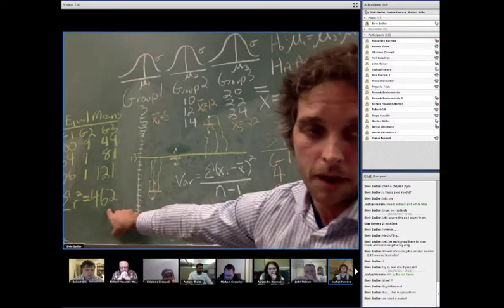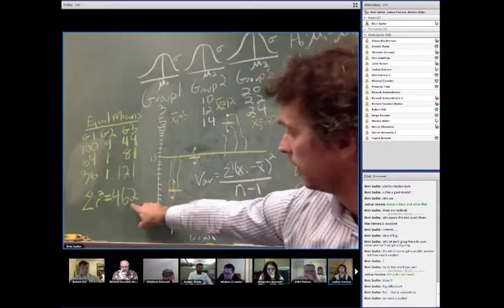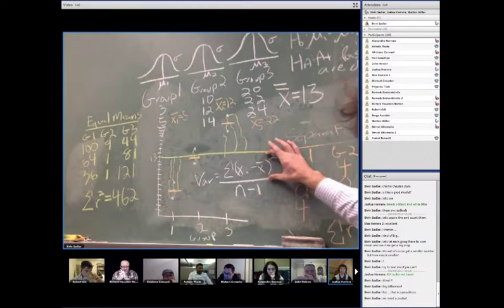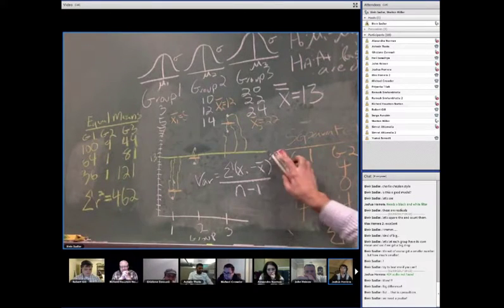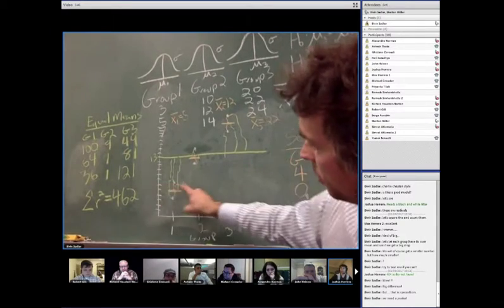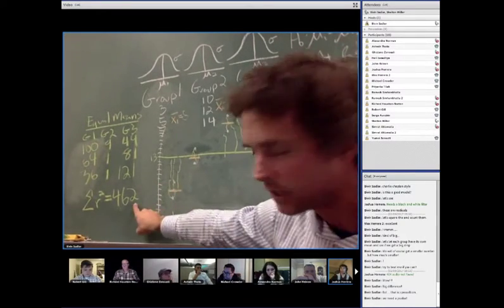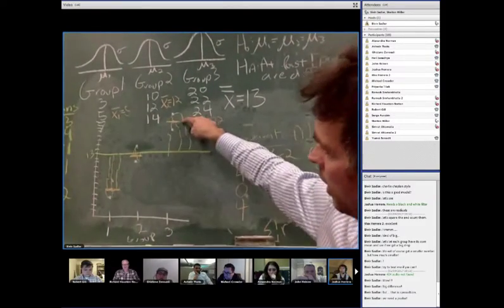So let's get back to the big picture. The sum of squared residuals of the green one is 462. For the orange one, I let the groups have their separate means, so the average of these is 5, the average of these is 12, and the average of these is 22. That's me putting the dash across these.